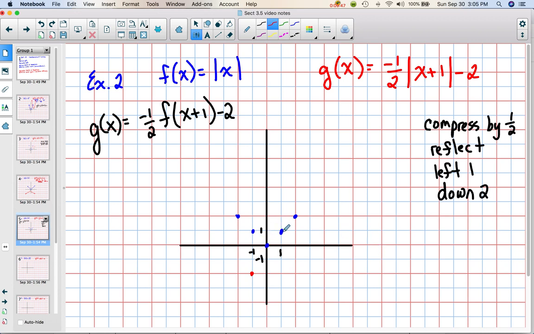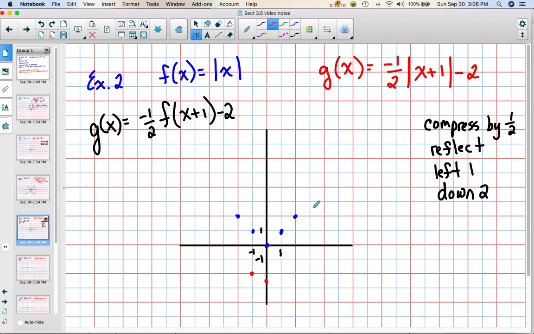So now I'm going to go to this point right here. I'm at a height of 1. 1/2 of that would be a 1/2. So here I'm right here. Now reflect that across the x-axis. So now I'm down here at -1/2, and then I'm going to move to the left 1 and down 2. And that puts me right here.